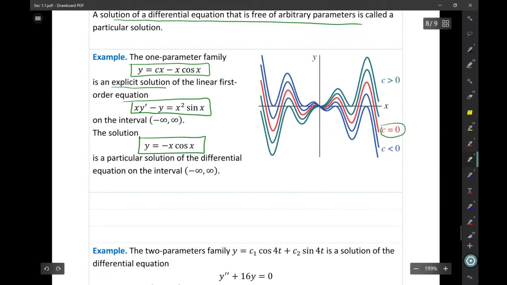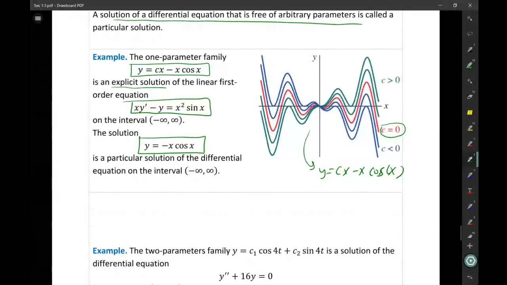Now, have a look here. This is the graph of my solution, the graphs of y equals Cx minus x cosine x. When C is equal to zero, you will get the one in red color. For any value of C, like 1, 2, or 3, positive C, you will get those graphs, and you will see they have the same shape. But when C is negative, you also get it down here on the right-hand side, but upper on the left-hand side.